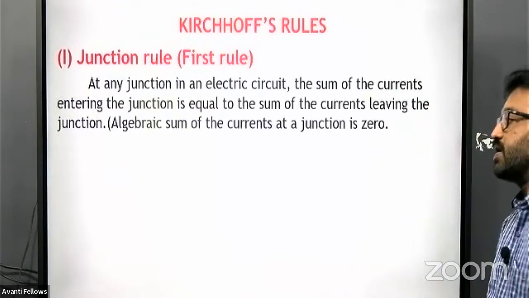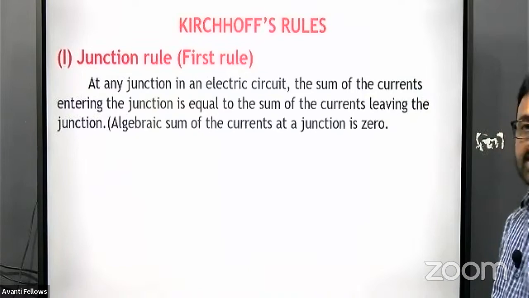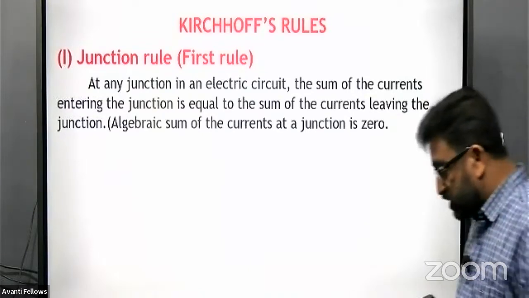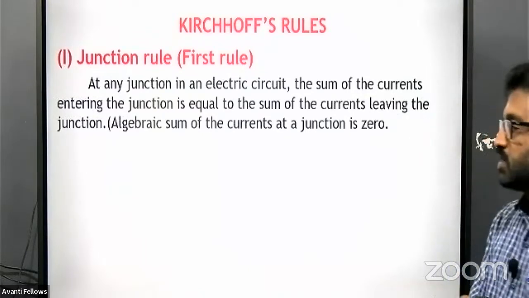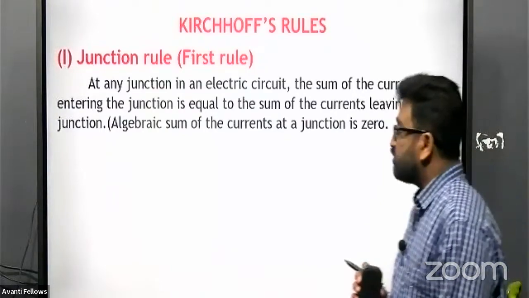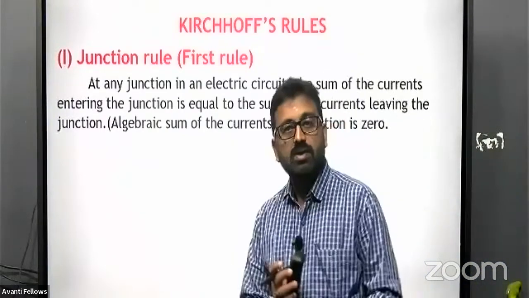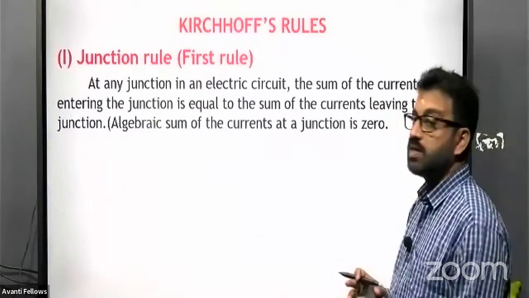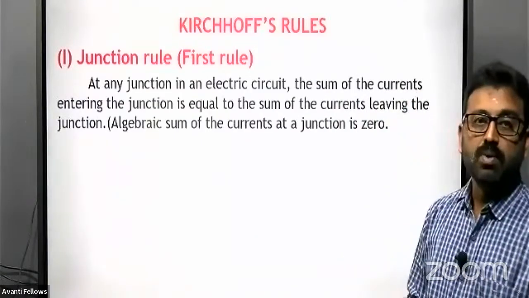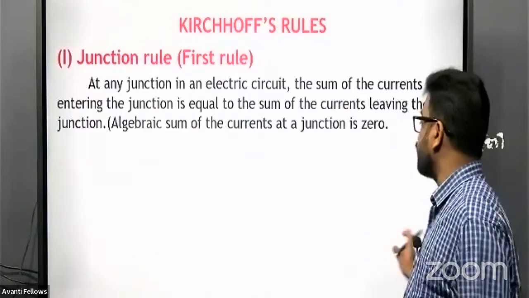At any junction in an electric circuit, the sum of currents entering the junction will be equal to the sum of currents leaving the junction. Okay. The algebraic sum of all the currents at a junction will reduce to 0. The total sum of currents entering the junction will be equal to the total sum of currents leaving the junction.